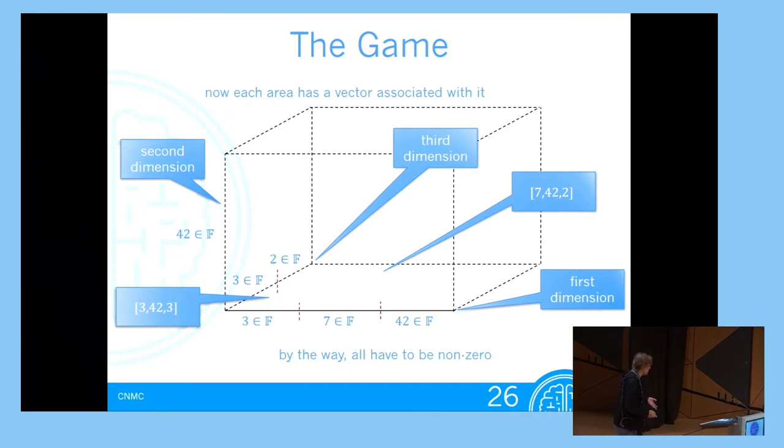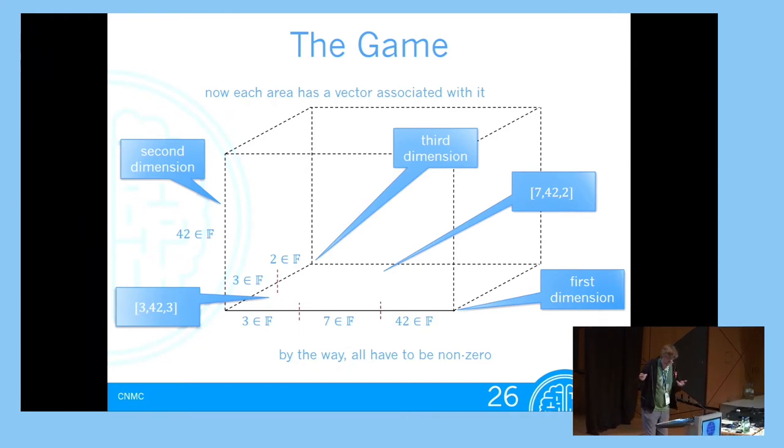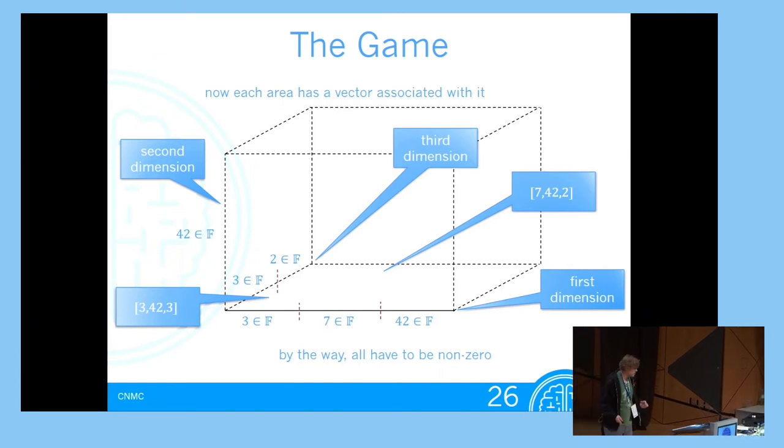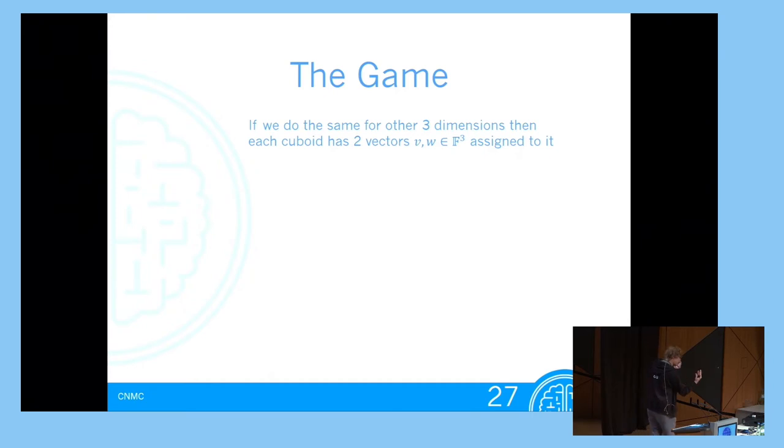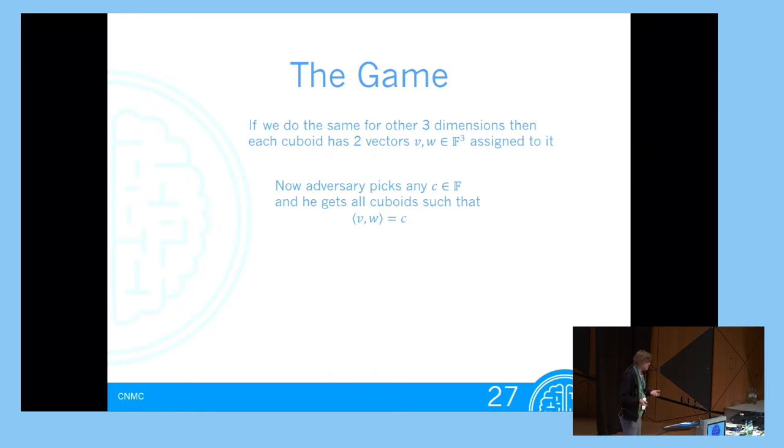So what the adversary did now is he assigned a vector to each cuboid he created. Now, if he does the same with the three right dimensions, then everything he created in the six-dimensional cuboid has two three-dimensional vectors assigned, right? Okay, so that's what the player does. That's how he cuts. He cuts and labels. And now the question is how he selects his fields. So he selects his fields by picking one field element, c, and all the cuboids that have the property that the two assigned vectors to the cuboid have inner product equal to c are his, right? We have to have some mechanism to prevent him from picking the whole thing.